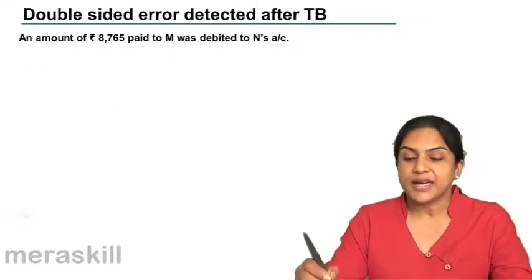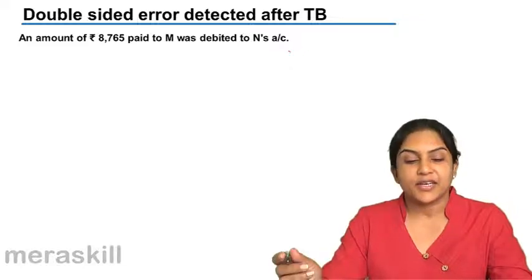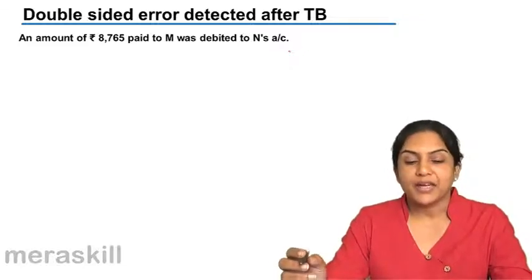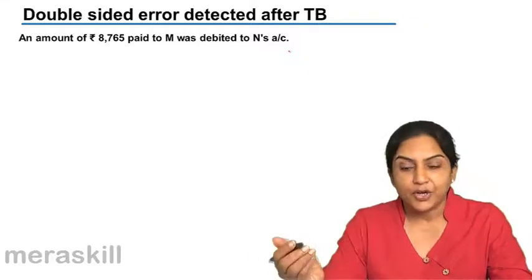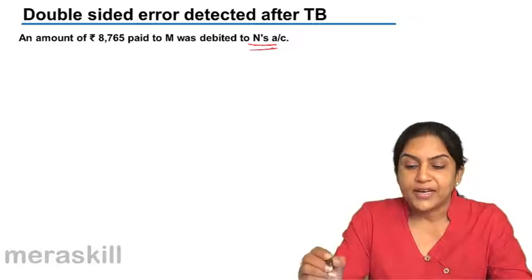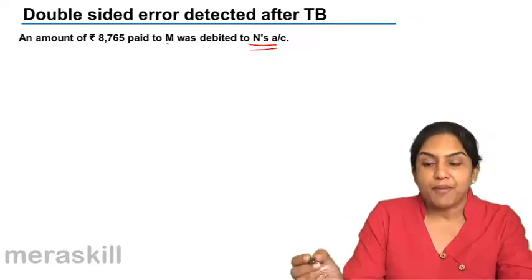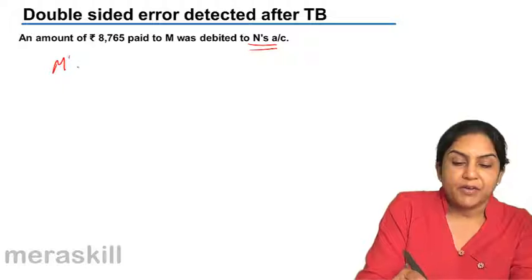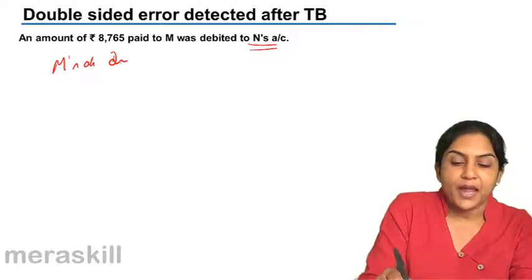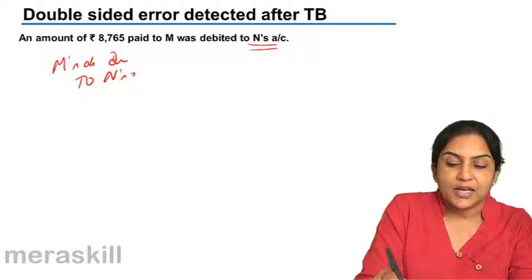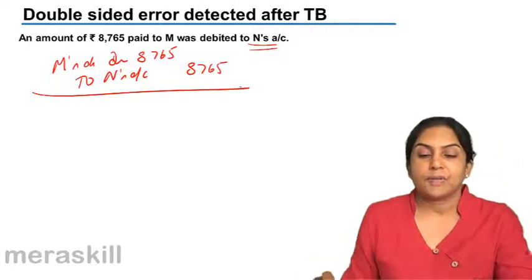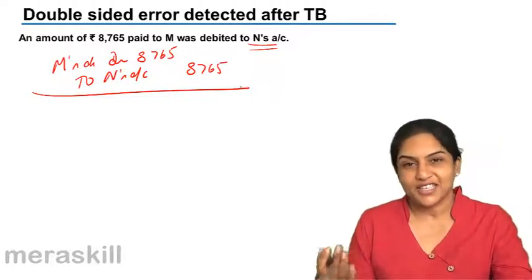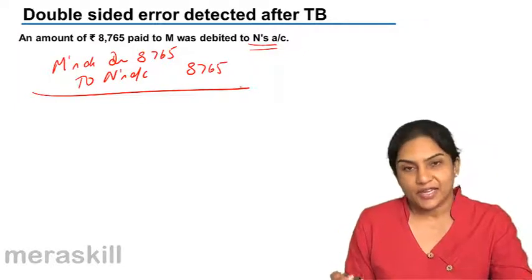As far as the double-sided errors are concerned, the entries are exactly the same. An amount of 8765 paid to M was debited to N's account. The debit to N is wrong, so let us credit his account. It was paid to M, so M's account should be debited. Therefore, the rectifying entry would be M's account debit to N's account. Already been done before. Now I'm doing it directly without passing the wrong entry, reversing it and then passing the correct entry. Net effect, same.